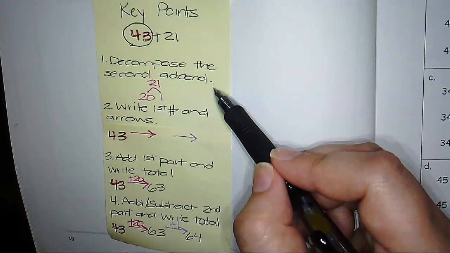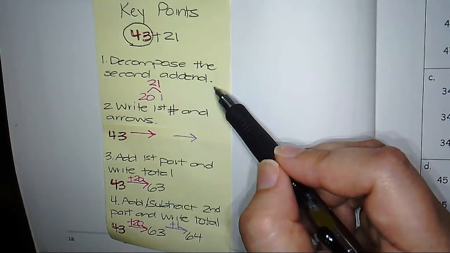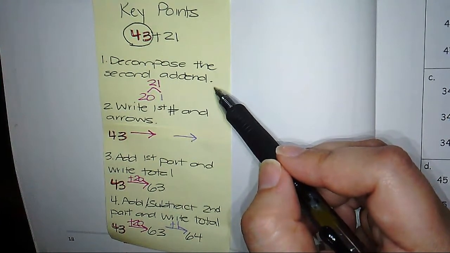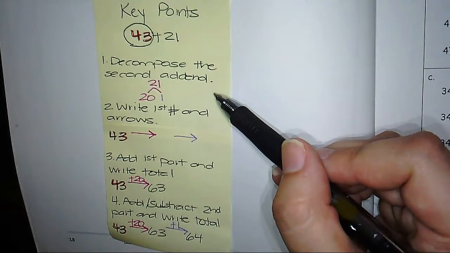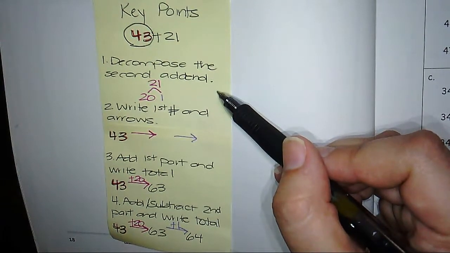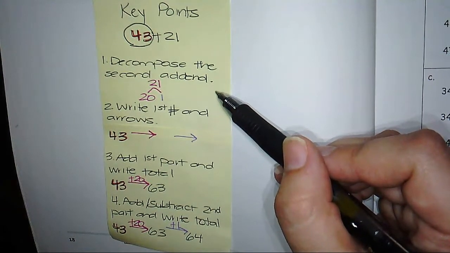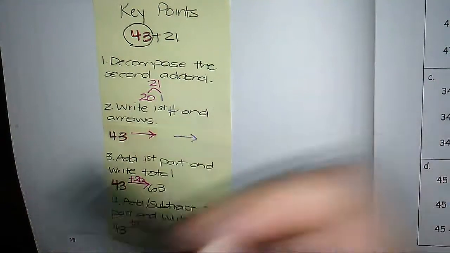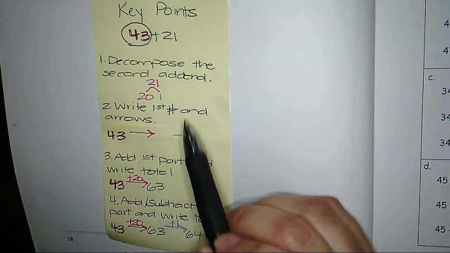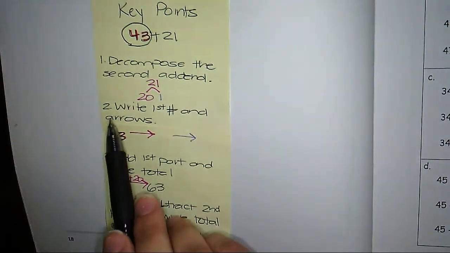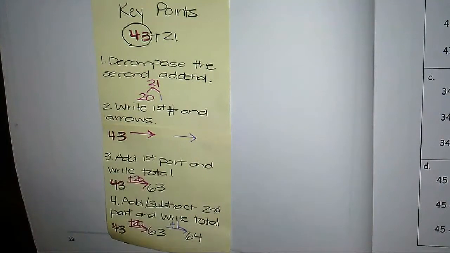30 seconds left. Great job writing key point number 1. Okay, now you're going to have another minute to write key point number 2. Write the first number and the arrows. Go.